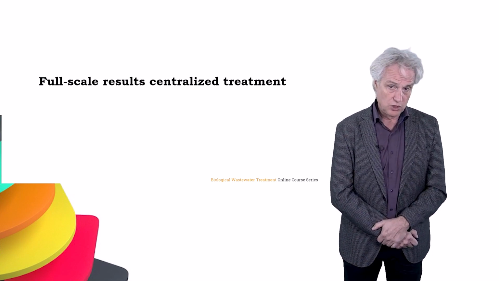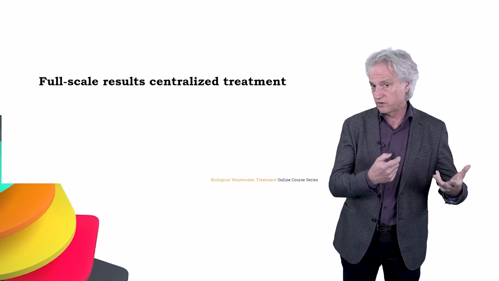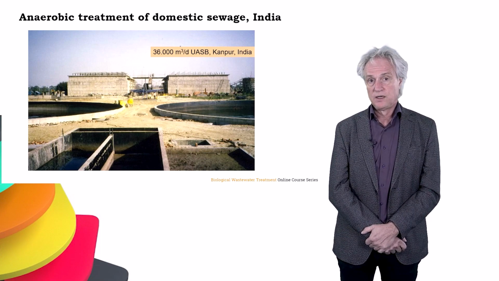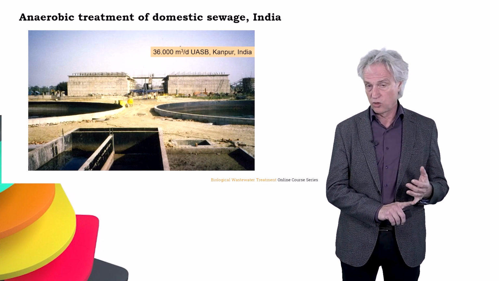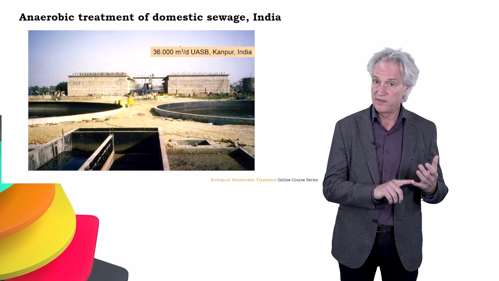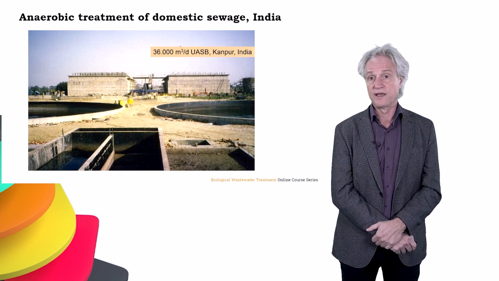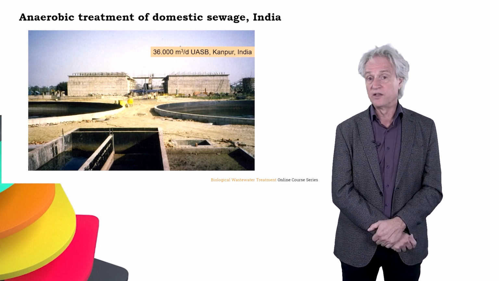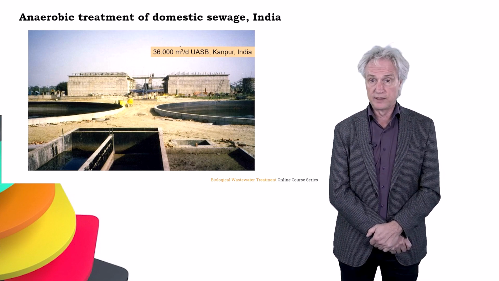Now, let us go back in time a little bit to see how anaerobic treatment is implemented at full scale. Here you see an anaerobic reactor in India. In fact, the first anaerobic sewage treatment reactors were installed in Colombia at the end of the 80s, and then it was implemented in India as a part of the Ganga Action Program to clean up the Ganga. And this one is a 36,000 cubic meter UASB in Kanpur in India.